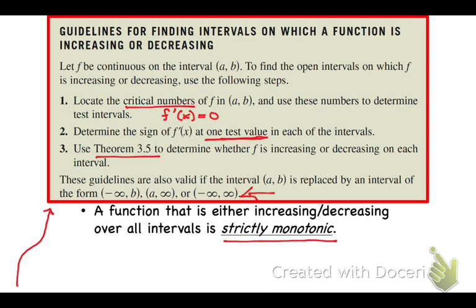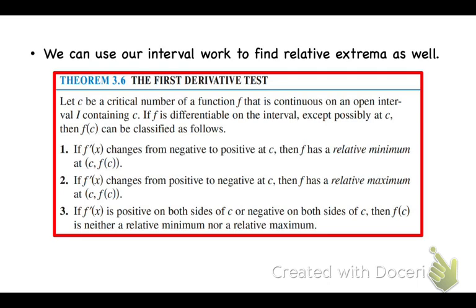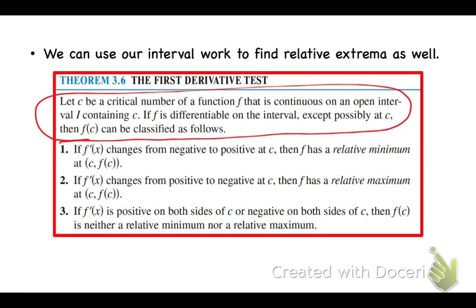Okay, are we good with this? So we are going to talk about the first derivative test. Now I just need you to think about this. We can use the interval work to find relative extrema. It says, number 1, again, what is all this saying? All this up here is saying it has to be continuous, it has to be differentiable, all of the same stuff it's always said, correct?